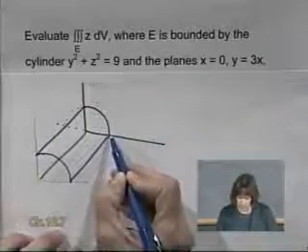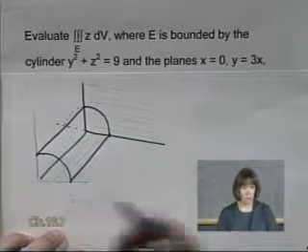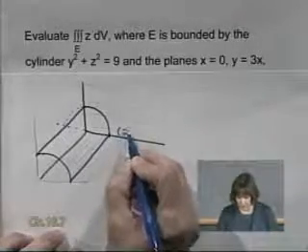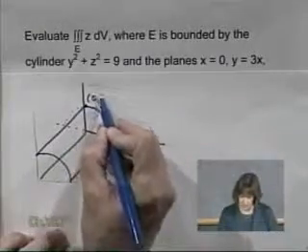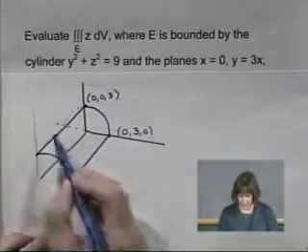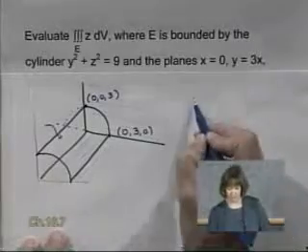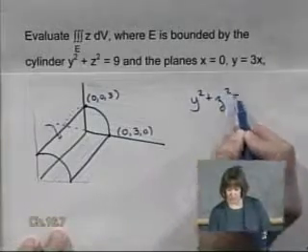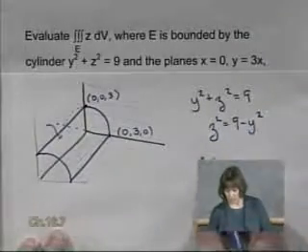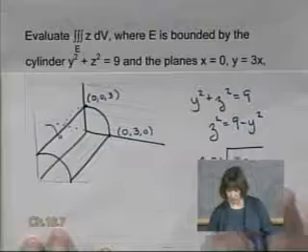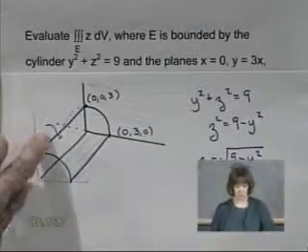By the way, what's this point right here? 0, 3, 0. Aha, y is equal to 3, right? That's the point 0, 3, 0. What's this point right here? 0, 0, 3. And how can I describe that surface? Well, if y squared plus z squared equals 9, z squared is 9 minus y squared, or since we're taking the positive part, z is the square root of 9 minus y squared. Okay? That's what that surface is here.